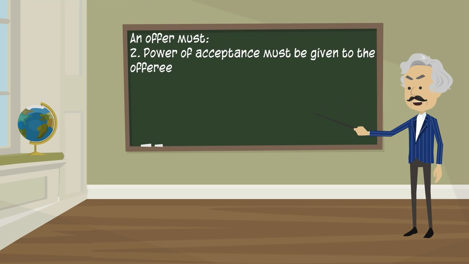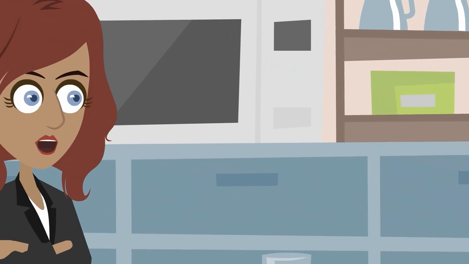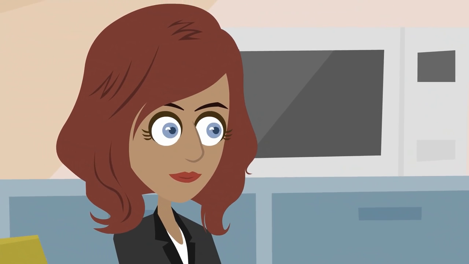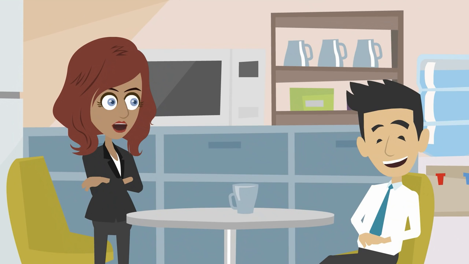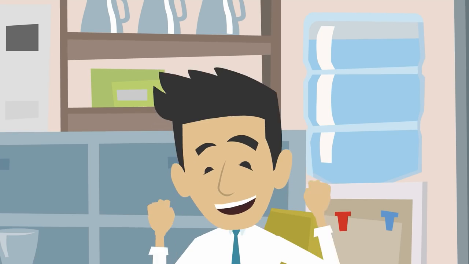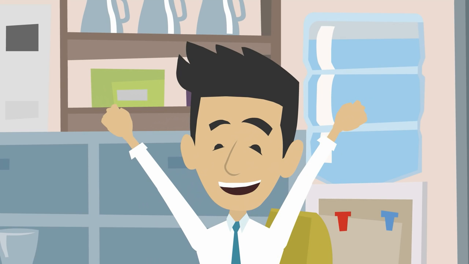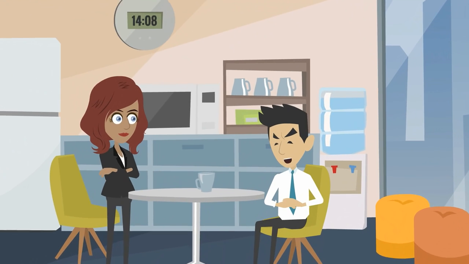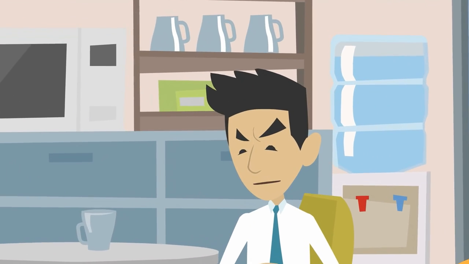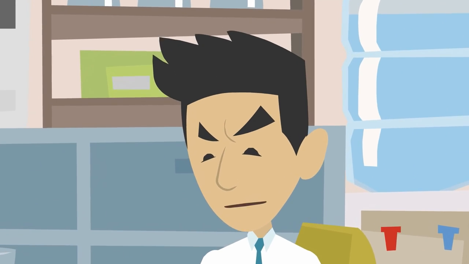2. The power of acceptance must be given to the offeree. Okay then. I'll accept for you. Hey wait. I thought only I was allowed to accept. Well yes. You are right. I have given you the power of acceptance. And 3. An offeror must be willing to be bound by an acceptance. But remember, once I accept, you will be bound by a contract.